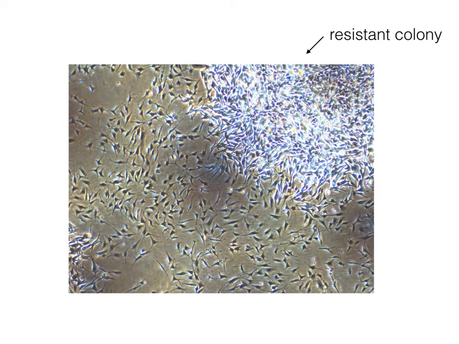Patient-derived cell lines can serve as a platform for studying the resistance process. Here we have cells cultured in a fractional killing dose of vemurafenib, and after about 3 weeks, we see these resistant colonies that appear on the plate. We wanted to know if these resistant colonies were arising from one or from many cells.